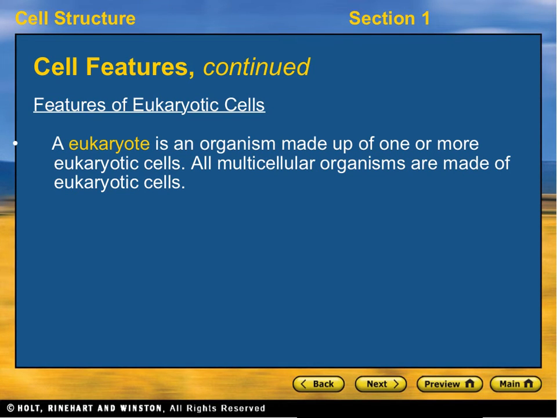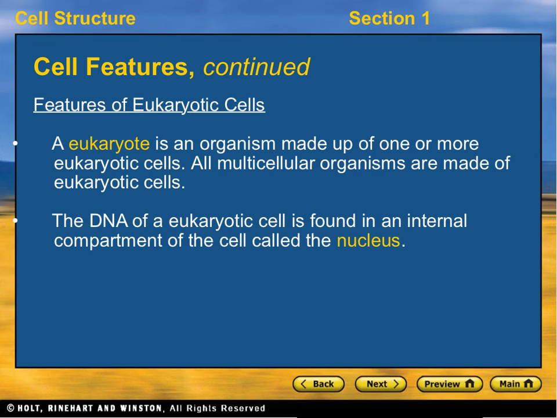The other type of cell that we're going to talk about is called a eukaryotic cell. And a eukaryote is an organism that's made up of one or more eukaryotic cells. So typically when we're looking at something that's multicellular, like we are, we're made up of many eukaryotic cells. In the prokaryotic cells, we talked about how there was just a single strand of DNA. When we're looking at the DNA of a eukaryotic cell, this is found inside of a compartment called the nucleus.